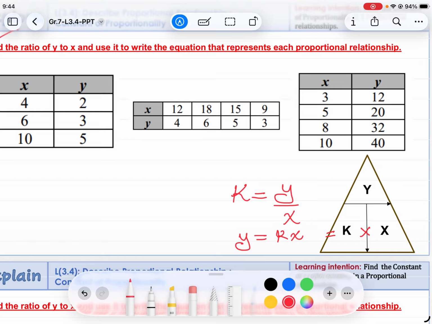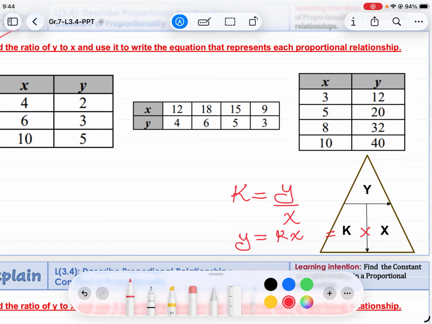Now, for this question, we need to find the constant of proportionality. And the constant of proportionality, we usually refer to it with the letter k. The equation that helps us find the constant is the value of y divided by the value of x. So we're going to start with the first table. We're going to take the value of y divided by x. So we will take 2 divided by 4, and then 3 divided by 6, and then the third value is 5 divided by 10.